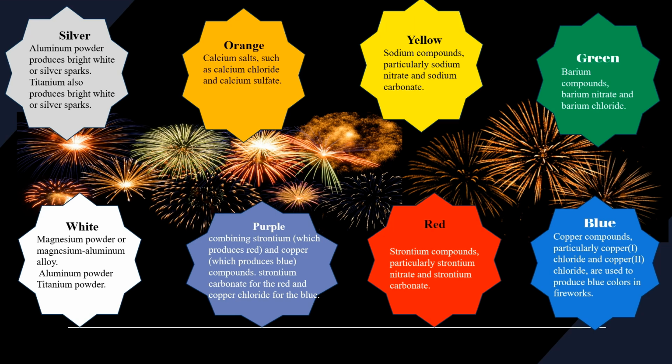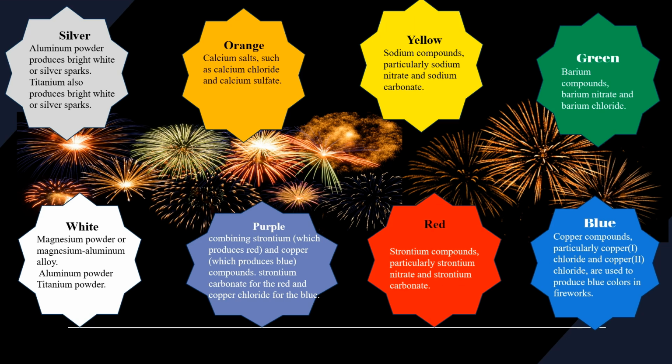What about the bright red color? It comes from strontium compounds. Strontium nitrate and strontium carbonate are commonly used strontium compounds to give this bright red color. How can we make purple? We commonly make purple by mixing red and blue. So we can mix the red compound, strontium, which produces red, and copper, which produces blue. Then this generates the purple color in the flame.